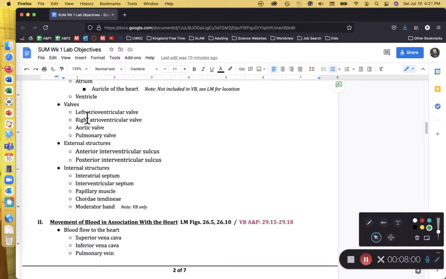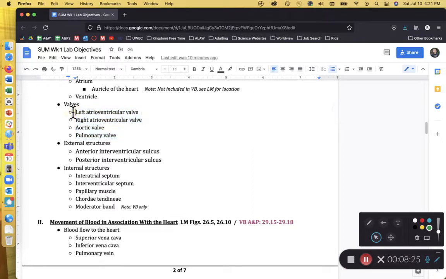Now, when we're looking at the valves of the heart, there are too many names out there. There's mitral valves, there's semilunar valves, there's bicuspid and tricuspid, and so on. I really don't want you to get bogged down with all this redundant terminology. Stick to only what we have on the lab objective sheet, please, for your own sanity.